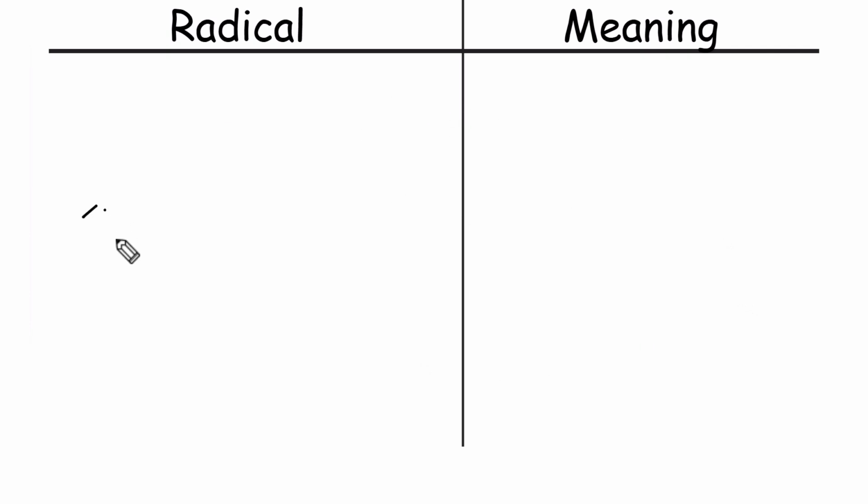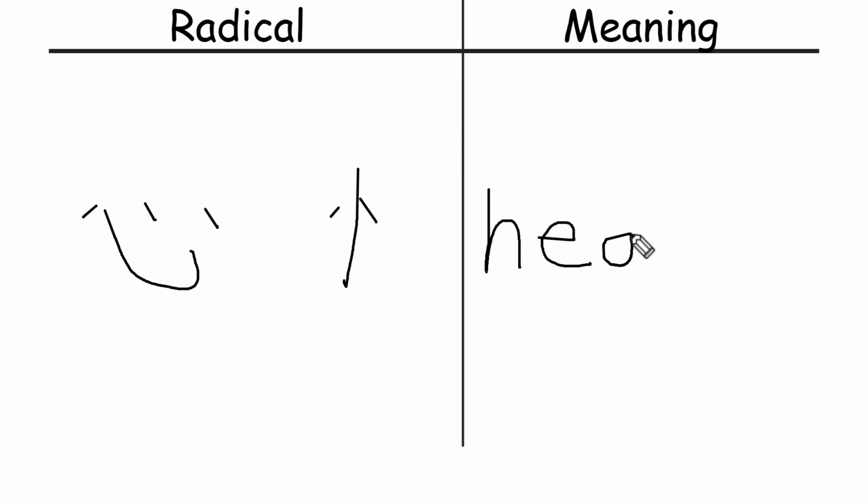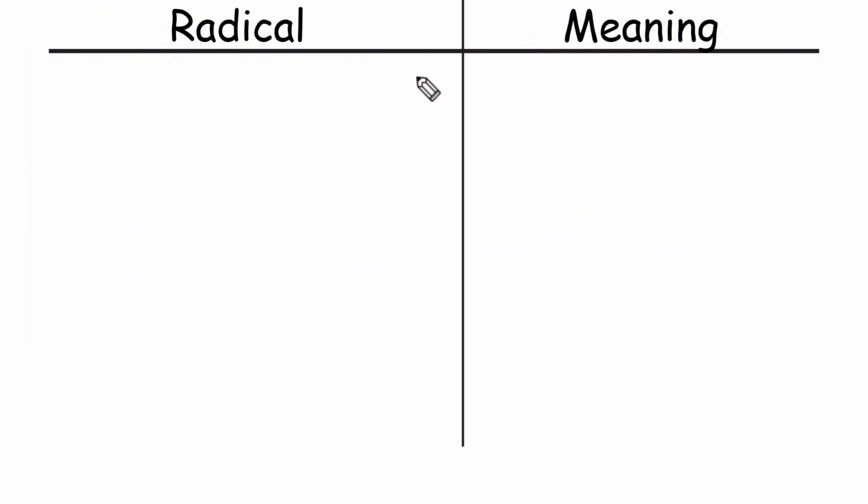Next up is the heart radical, written this way, and in Chinese we pronounce it as xin. This radical shows up in many characters related to emotions and feelings. Understanding it will help you recognize and remember characters tied to feelings like emotion or happiness. We have two ways to write this radical. The first one actually looks like a heart, and then we have the other one. So, two ways to write this radical.